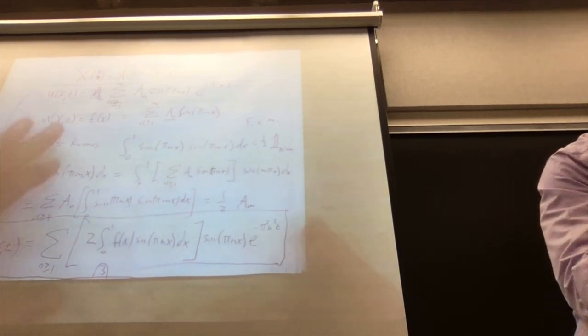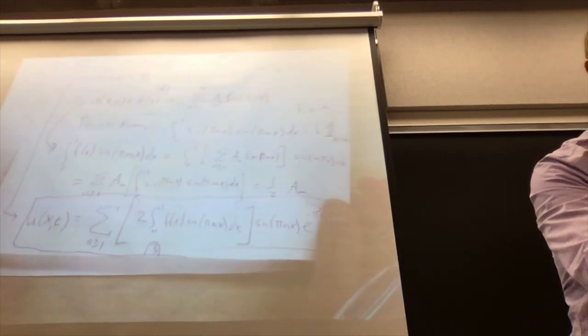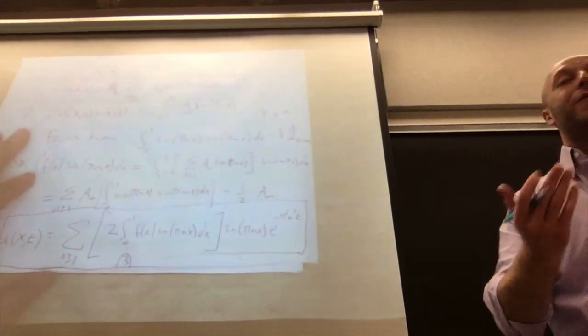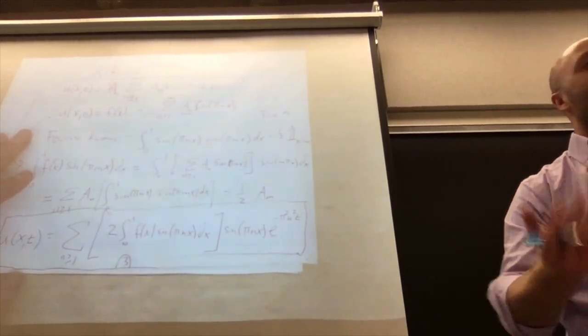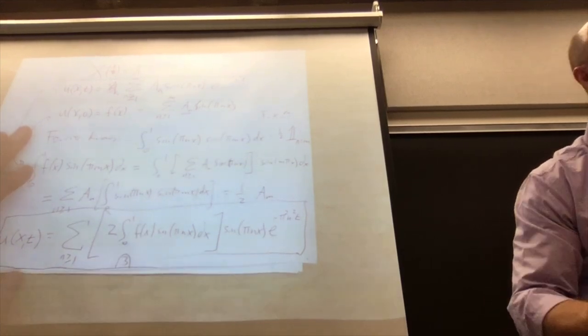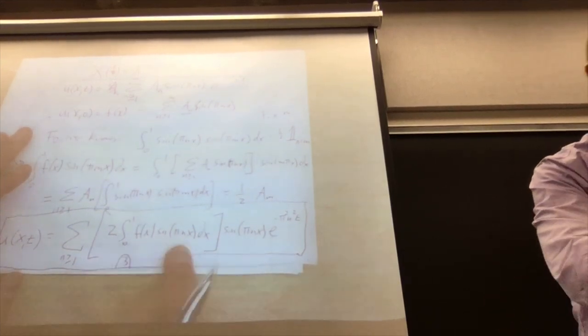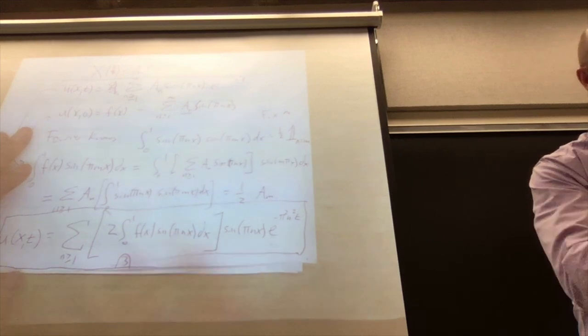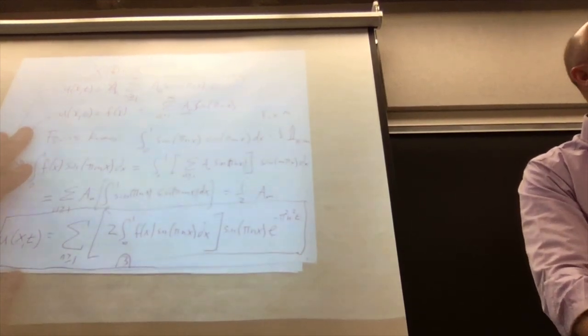All right. Well, while that's happening, so this is the solution. This is what started the whole Fourier series thing. Fourier wasn't trying to make Fourier series. He just wanted to solve the heat equation. He got stuck with this infinite series of trigonometric functions, and people arguing with him that he didn't really solve the problem.